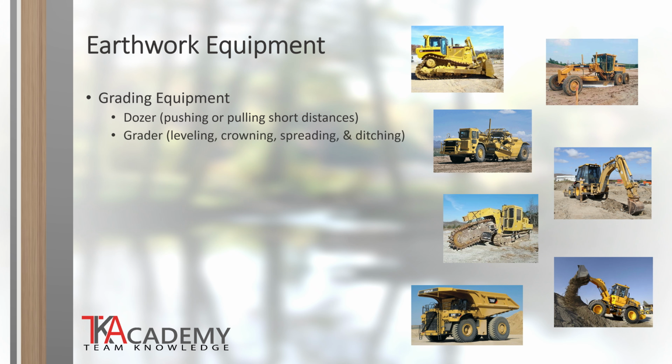A grader is on wheels with an adjustable blade that is mounted in the center between the wheels. A grader is used for leveling, crowning, spreading, and ditching on a job site. A scraper has a blade and bucket between the wheels, which is used to scrape the top surface of the earth into the bucket for hauling long distances.